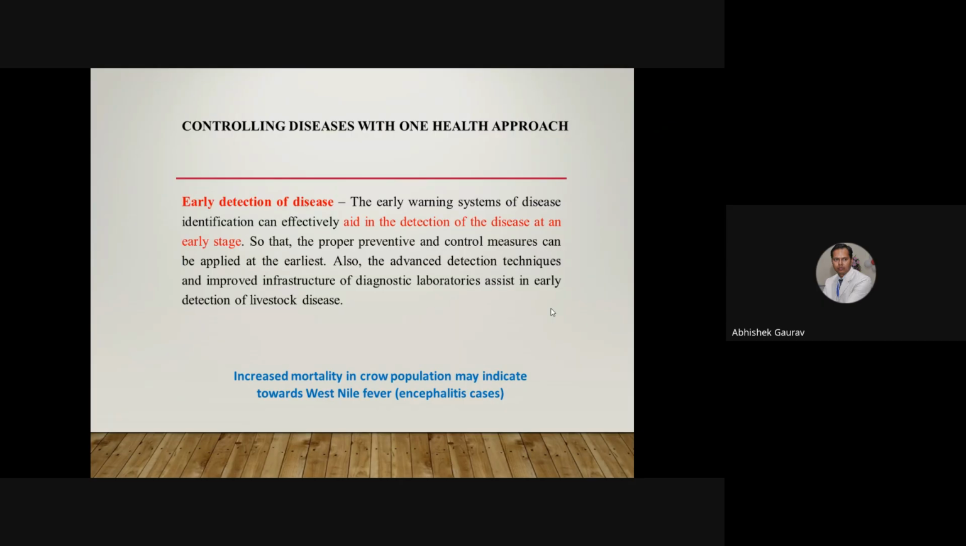For example, increased mortality in crows indicates that West Nile virus may be emerging. Cases of encephalitis are increasing. So this is an early indication, the crow population dying. Sometimes we see that domestic birds are dying. Report it. That can be the emergence of bird flu. So we have to detect the disease earlier, diagnose it earlier, and look for the early warning signs of the disease.